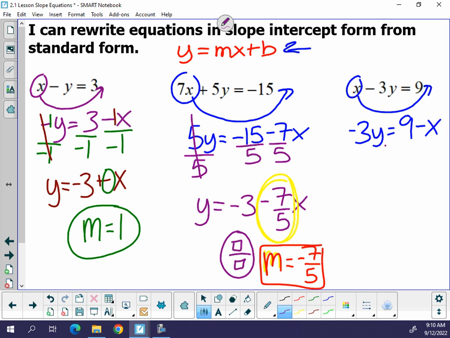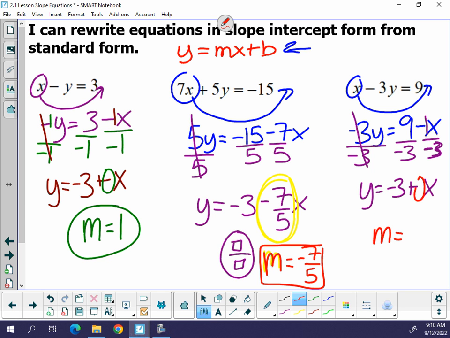Now I can divide both sides by that negative 3. Or I'm sorry, every term by negative 3. So I get y alone. 9 divided by negative 3 is negative 3. Negative 1 divided by negative 3, use your calculator if you need to, is positive 1x. And so when I look here, since there's no number written, unless you wrote the 1, that's fine. There's a 1 there. The number in front of x is positive 1, so my slope is positive 1.